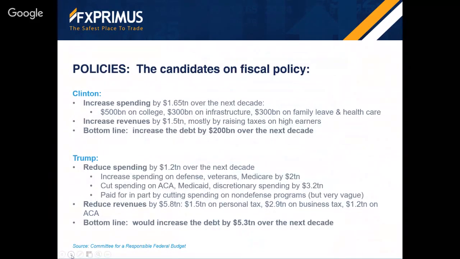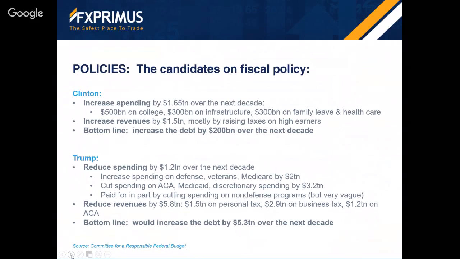So that's trade policy. Fiscal policy. Clinton wants to increase spending by about $1.7 trillion, but she also wants to increase revenues by $1.5 trillion, mostly by raising taxes on higher earnings. So net, she's going to increase the debt by about $200 billion over the next decade. The key thing, I think, is $300 billion in infrastructure spending. I think that is a very good idea.